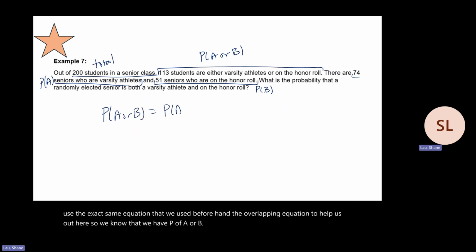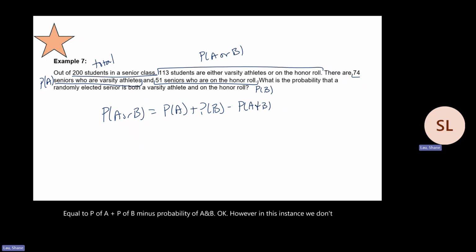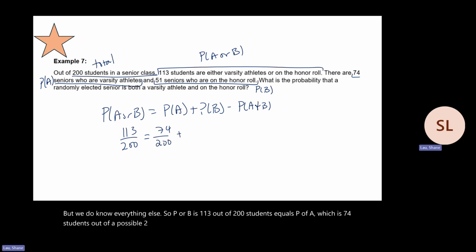equal to P of A plus P of B minus probability of A and B. However, in this instance, we don't know what P of A and B is, so we have to figure that out. But we do know everything else. So P of A or B is 113 out of 200 students, equals P of A, which is 74 students out of a possible 200, plus P of B, which is 51 over 200. And we're still trying to figure out this X.